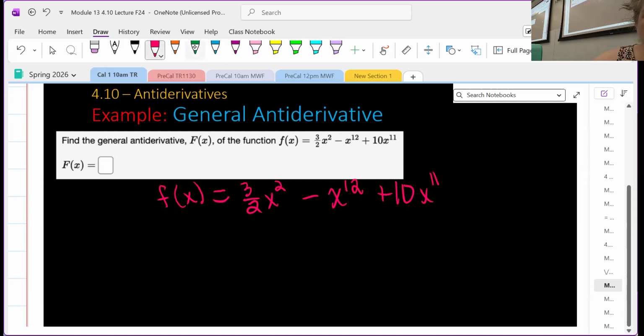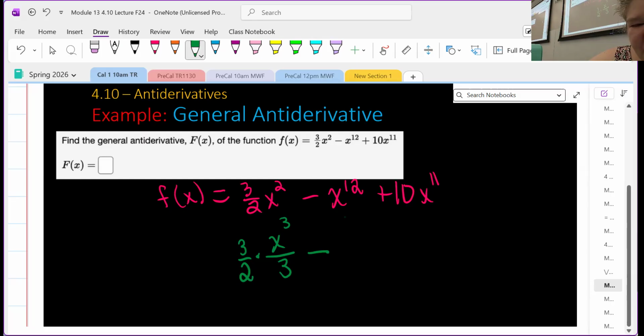Now, these are all just polynomial terms, so I can apply my antiderivative power rule to each of these. So x squared, the antiderivative of that would be x to the third, and then I divide by that number I just got, 3. Now, it's still going to be multiplied by the 3/2, because we know in our derivatives, the constants we just write in front and multiply by it. Constant multiplication just carries through. So it also carries through when we do antiderivatives.